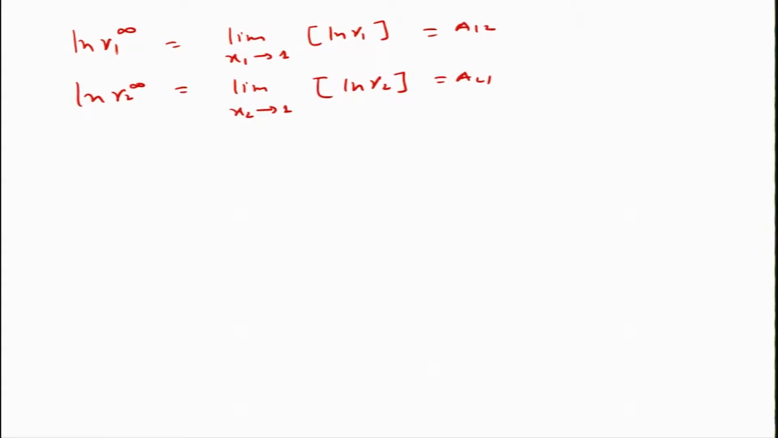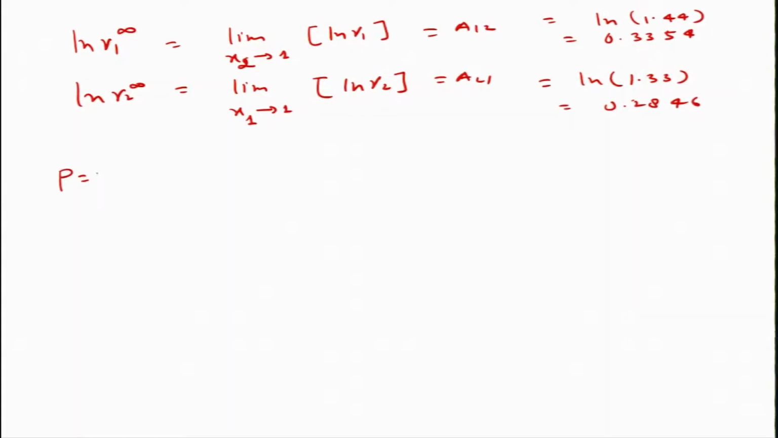So, this gamma 1 infinity is given in the problem statement. This is going to be log of 1.44, which is 0.3354, and this is going to be log of 1.33, which is 0.2846. Okay. First one, it should be x2 tending towards 0, and this will be x1 tending towards 0. All right. So, you have this information.